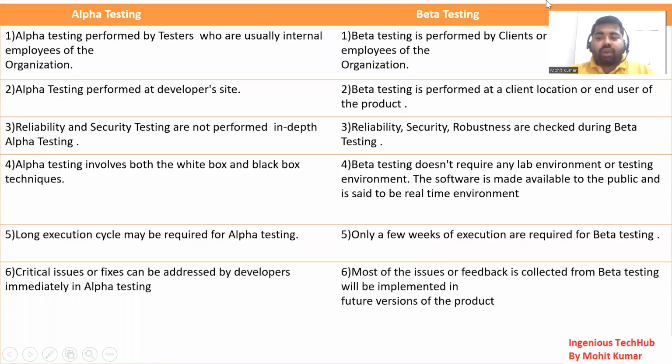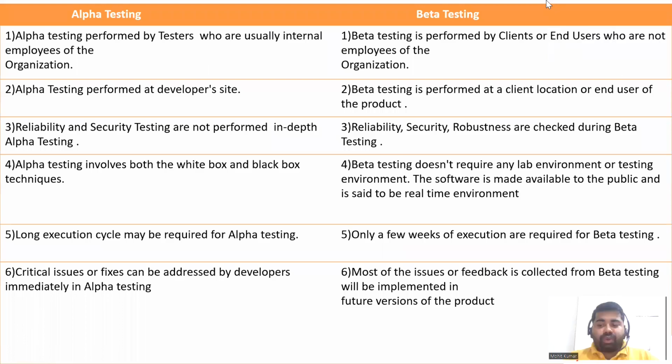Okay. So now guys, I have collected a few points. In the interview they will ask you what is the difference between alpha testing and beta testing, but we have already discussed, you will understand the differences. For interview perspective, if you have this table, then this will be helpful for you guys. Alpha testing is performed by testers who are usually internal employees of the organization. Okay. Beta testing is performed by the client or end user who are not employees of the organization.